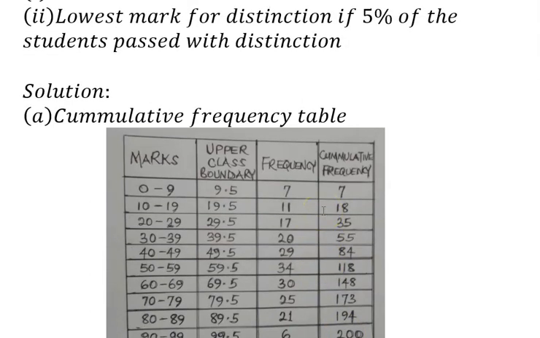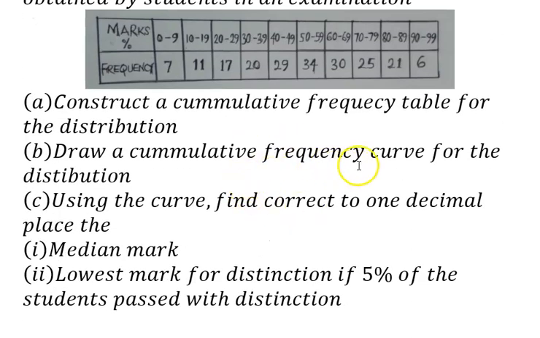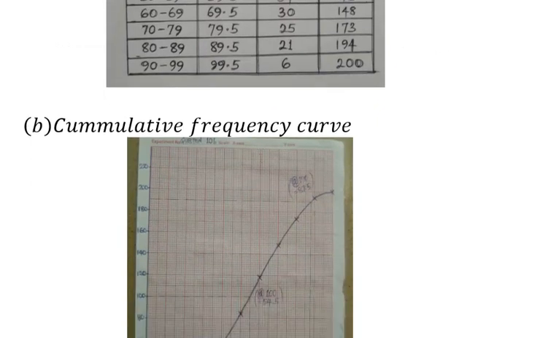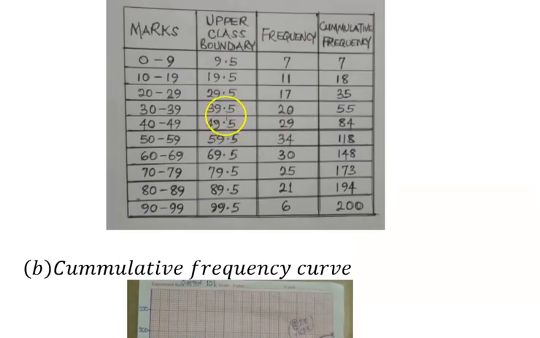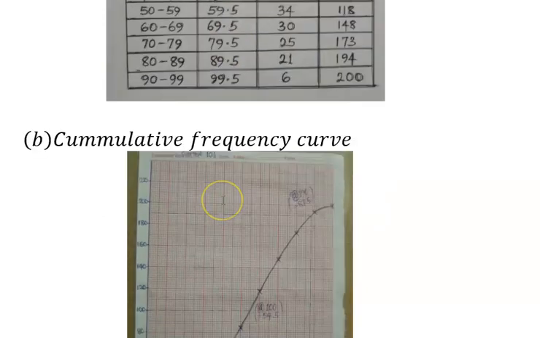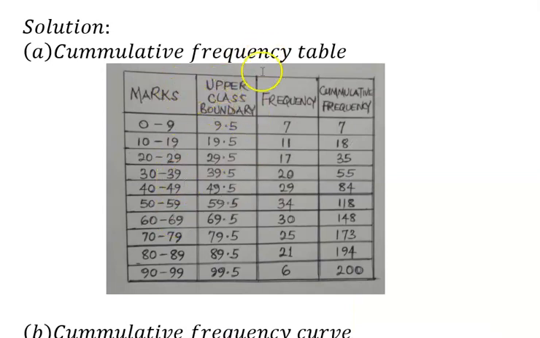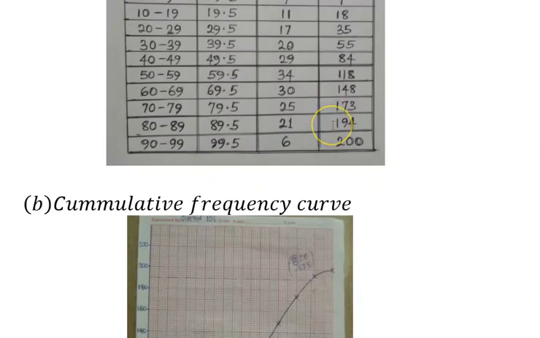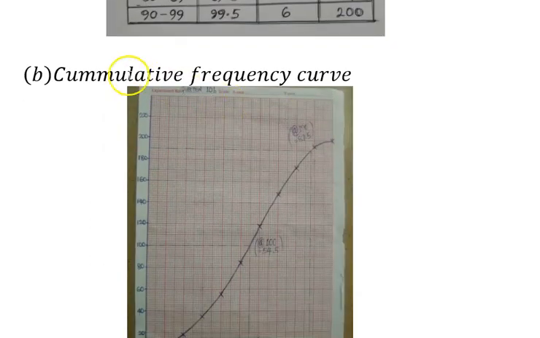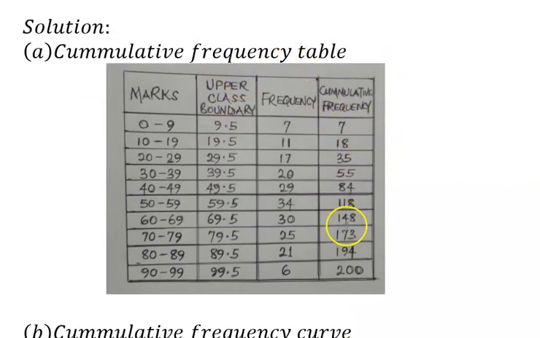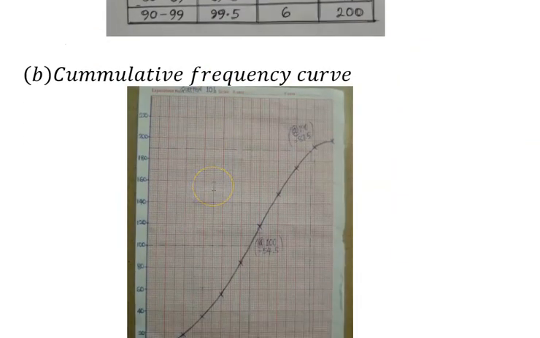Beautiful. So that is what the question says. We should draw a cumulative frequency table for the distribution. The second one, draw a cumulative frequency curve. So it's this table now that will help you to draw your curve. So we have all our class boundaries set, and we have all our marks, our frequency, and our cumulative frequency all set. So since we are drawing a cumulative frequency curve, we just use the cumulative frequency and our boundaries. So that's what we have here.